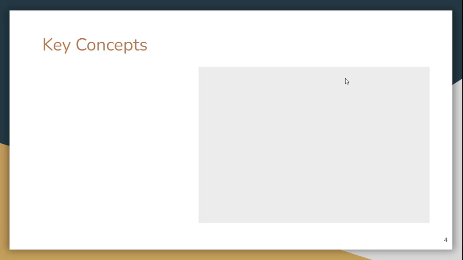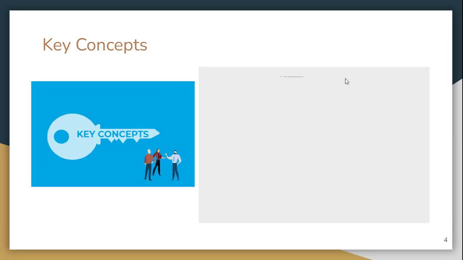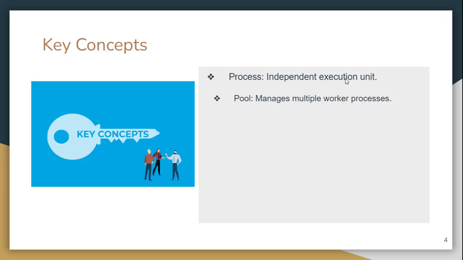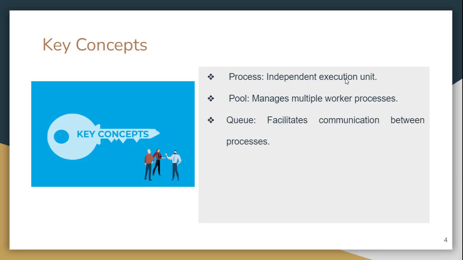Key concepts of multiprocessing. Process: each process is an independent execution unit. Pool manages multiple worker processes. Queue facilitates communication between different processes. Lock synchronizes access to shared resources.